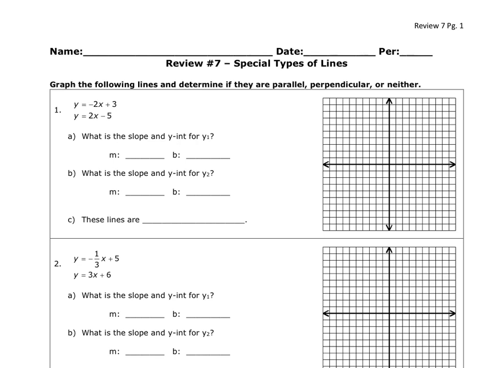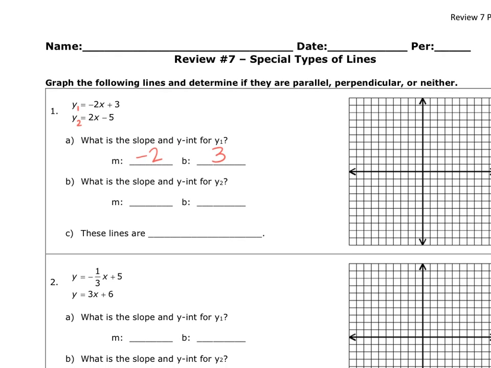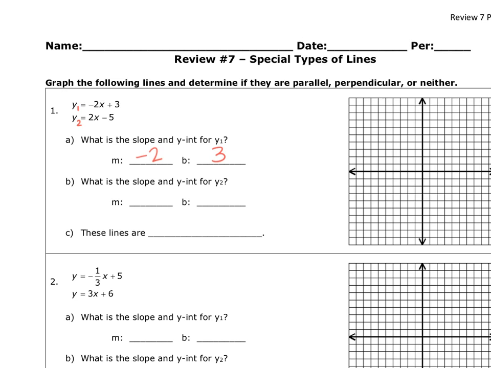This video covers Review 7, Problems 1 through 11. Problem 1, ask for the slope and the y-intercept for y1. So we're just going to give these numbers, y1 and y2. The slope is -2 and the b value is 3. They ask us to graph and determine if they are parallel, perpendicular, or neither by answering the questions.